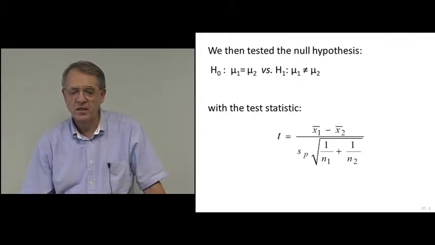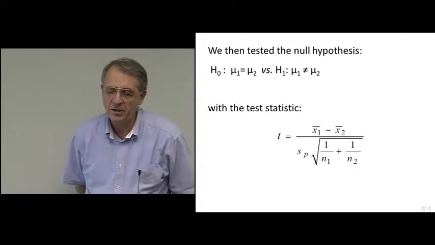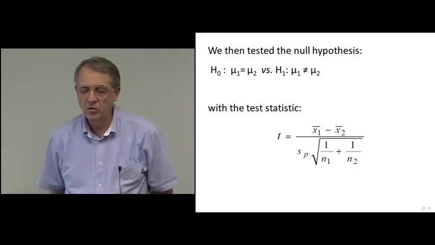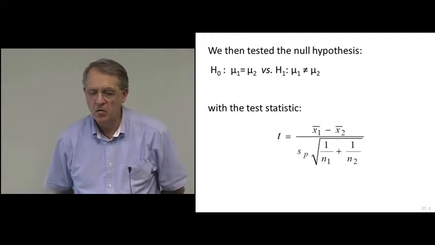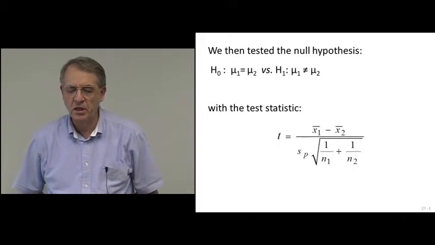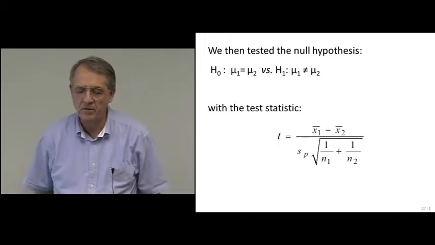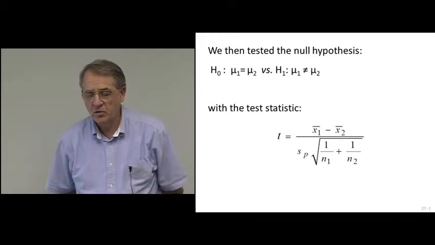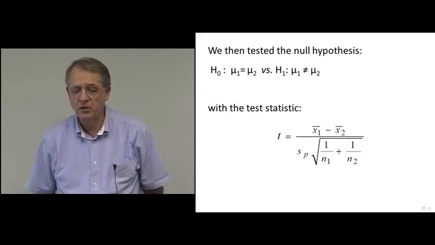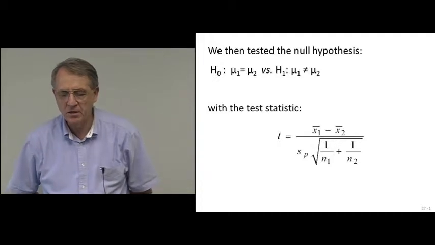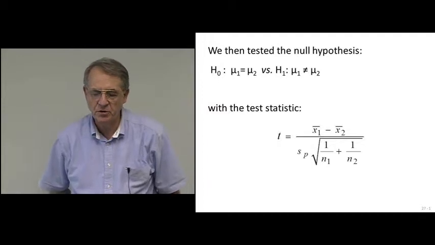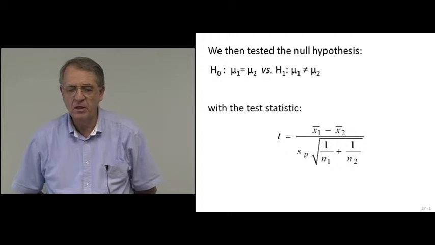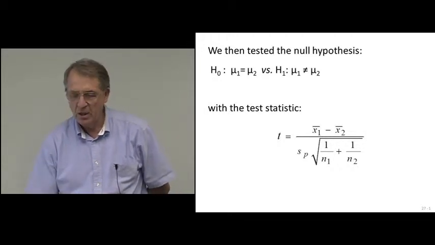Now, when we tested the null hypothesis H sub naught, that mu1 equals mu2, versus the alternative H sub 1, that those two population means are not equal, we used the test statistic shown here: t equals x1 bar minus x2 bar divided by S sub p times the square root of 1 over n1 plus 1 over n2. You'll recall that we have in the numerator of this test statistic the difference that's of interest to us, that is the difference between the two sample means. And we have in the denominator the standard error of that difference.